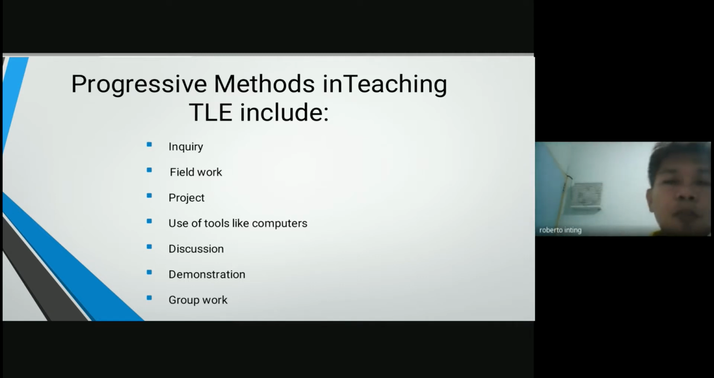Next is use of tools like computers. Computer technologies as tools for instruction. Technology has a great potential to enhance student achievement and teacher learning, but only if it is used appropriately as classroom tools.